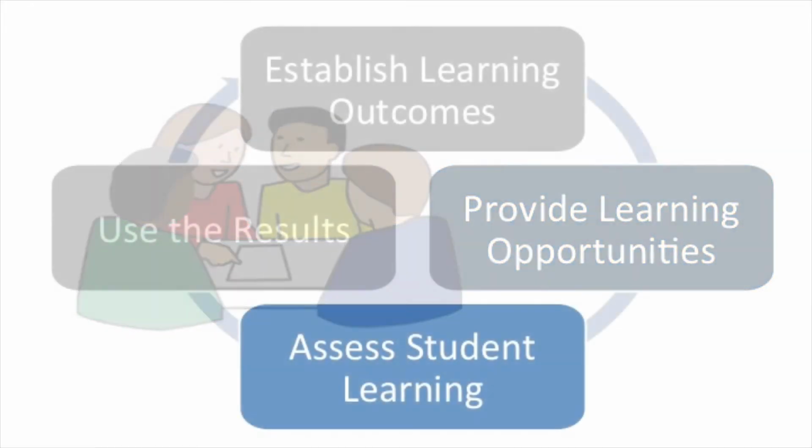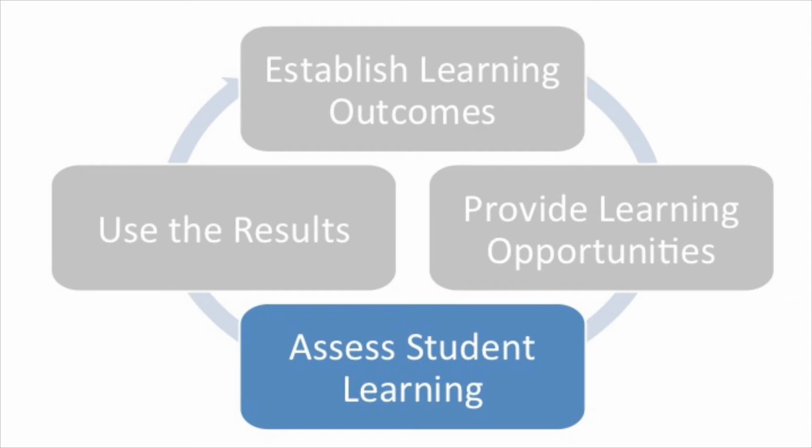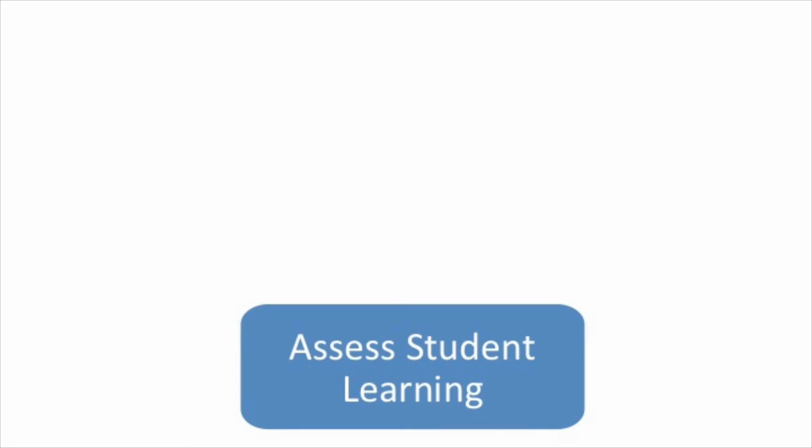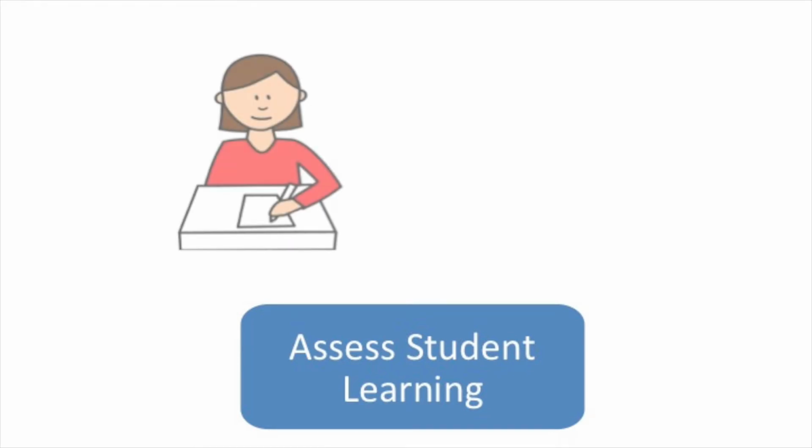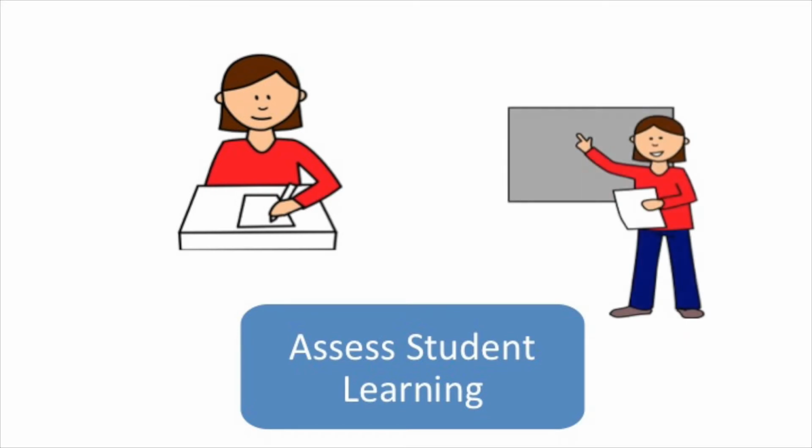Then you're able to move on to the third step, which is assessing the student learning. Figure out, did the students actually do what you wanted them to do? This could be something as typical as a test that students take, or it could be different. It could be a presentation, it could be an activity, it could be reflective writing. Whatever it is, how do you know that students have actually met those results?